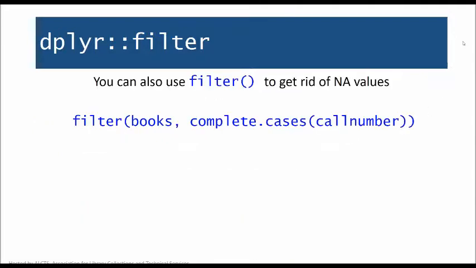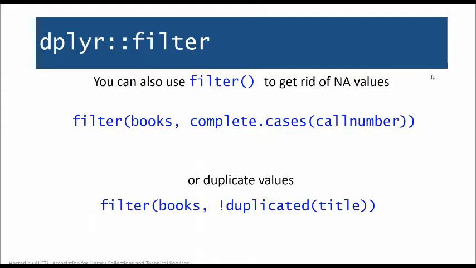You can also use filter to get rid of NA values. So here what I'm doing is I'm filtering books, and I'm using the complete cases function. Remember, complete cases evaluates each element of the vector. In this case, the vector is call number, and it's saying true or false. Is it NA or is it complete, or is there something there? That's why it's so important to specify in your NA strings argument how your NA missing values are structured in your original data set, because it allows you to execute functions like complete cases.